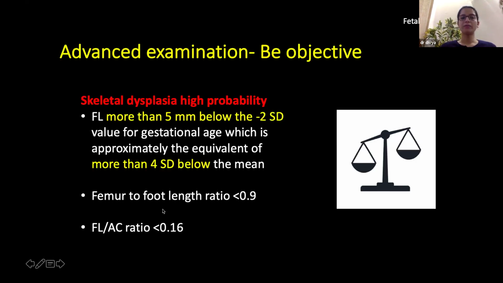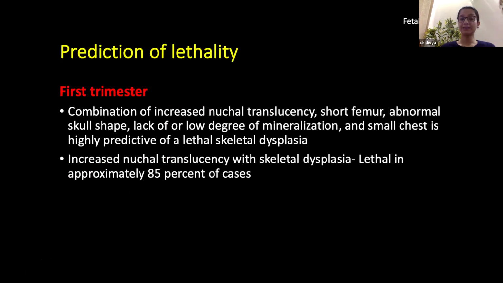This, along with a femur foot length ratio less than 0.9 or a femur length to abdominal circumference ratio less than 0.16, is suggestive of skeletal dysplasia. So when you see a short femur, please look at these other ratios as well, so as to gather more evidence and make a confident diagnosis of skeletal dysplasia. The next step would be prediction of lethality.